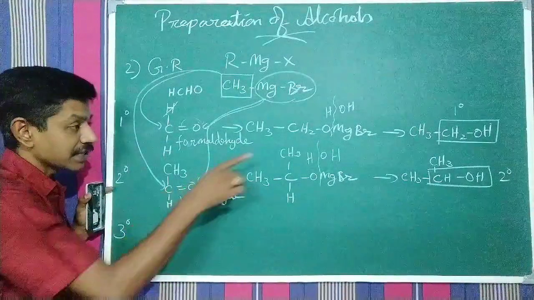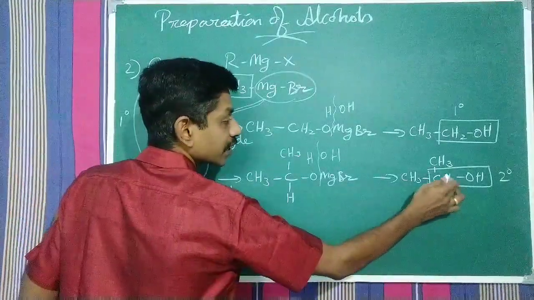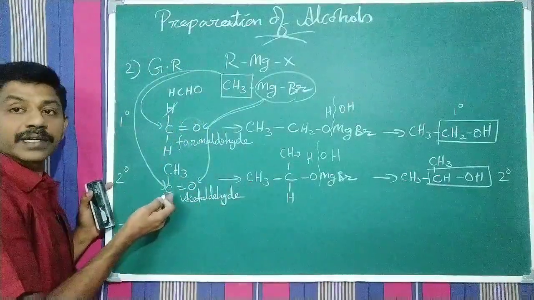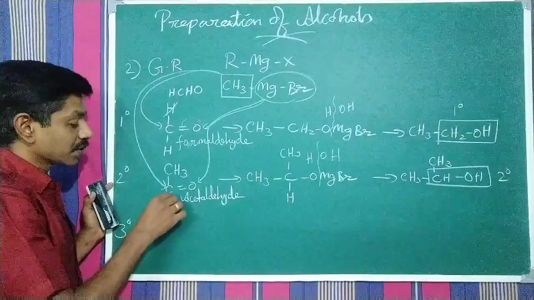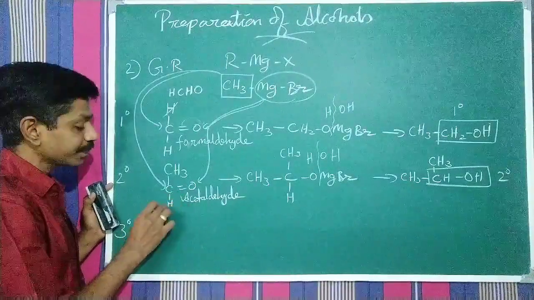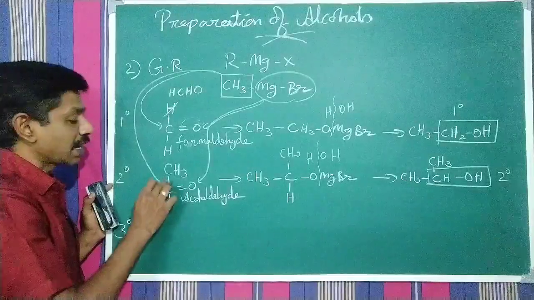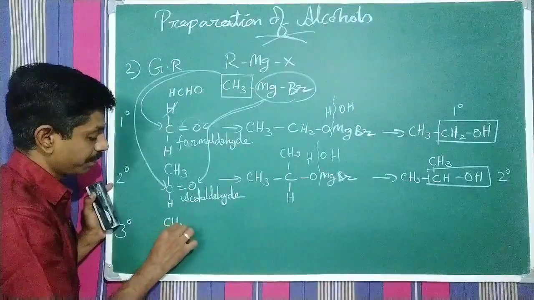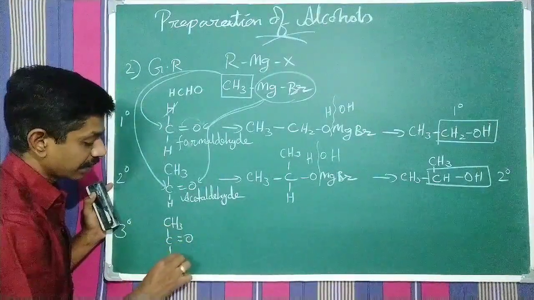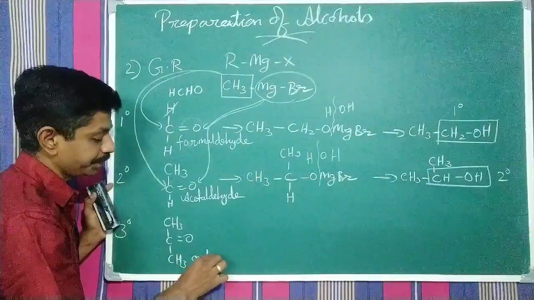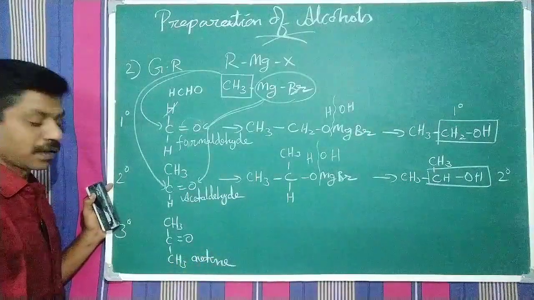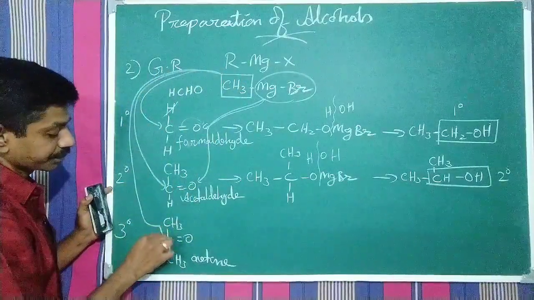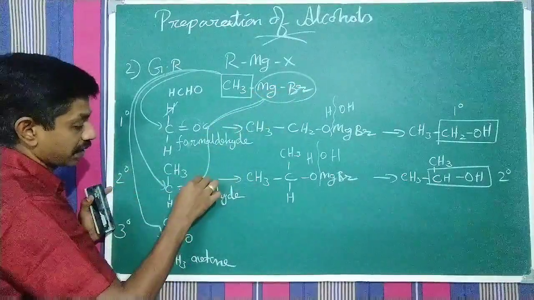Great. And our objective next is to prepare tertiary alcohol. As usual, to convert this into tertiary alcohol, hydrogen has to be removed and one more methyl group has to be added. So the same thing you have to try out in the reactant, then only that is possible. If in the place of one of the hydrogens you change it into a methyl group, acetaldehyde will get converted into, yes, ketone. And the name of the ketone is acetone.